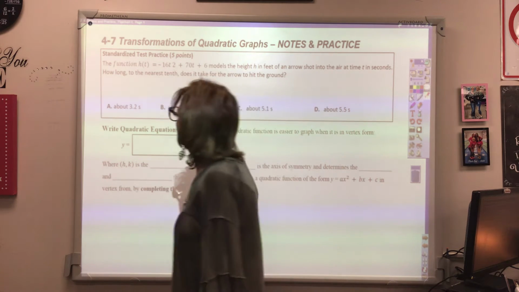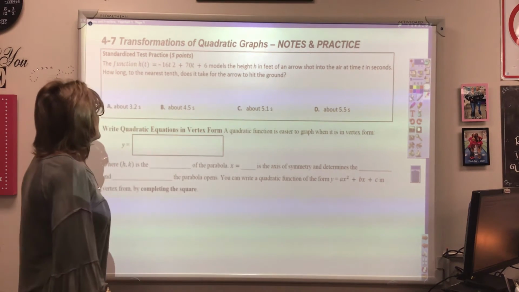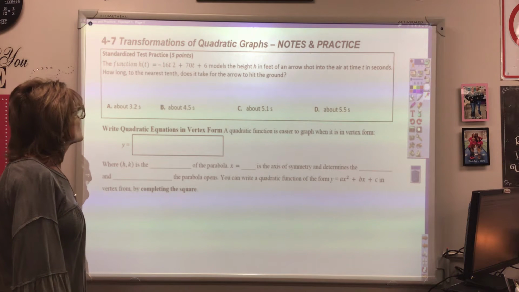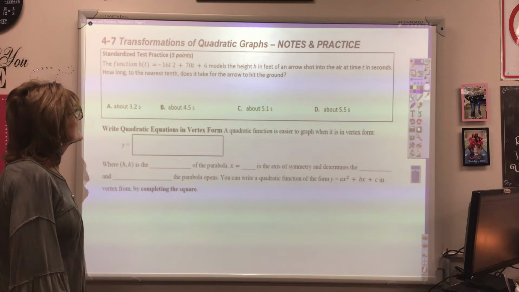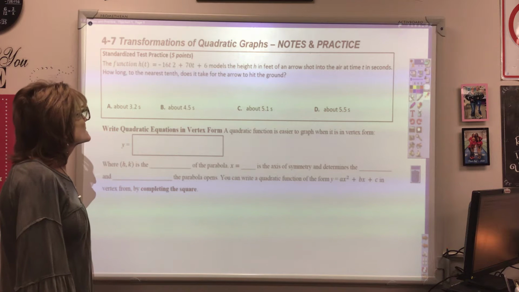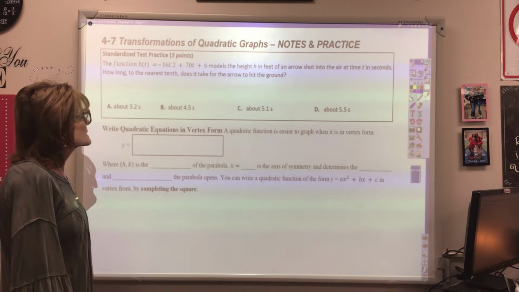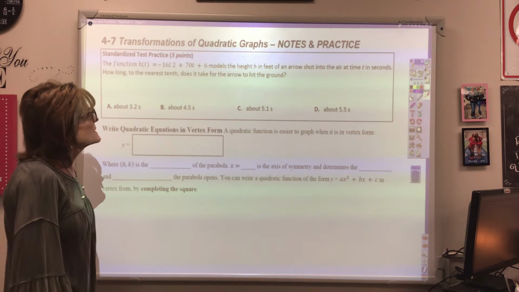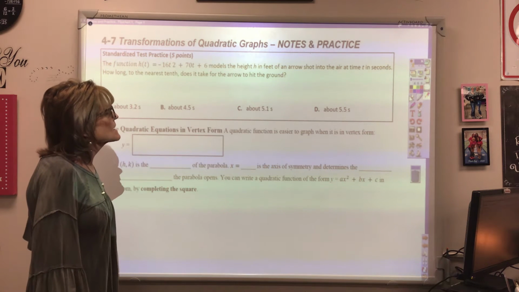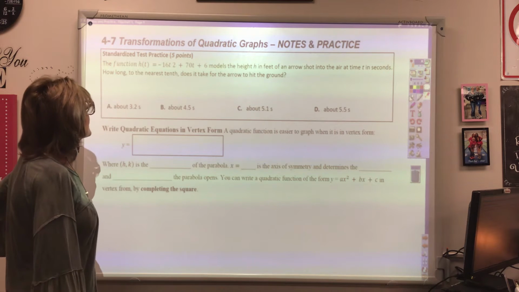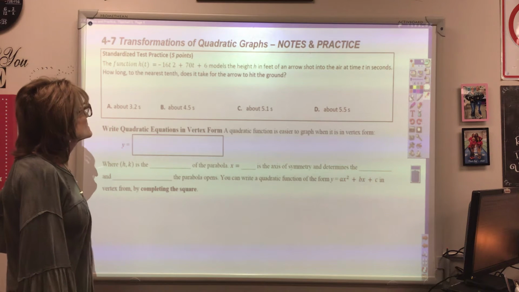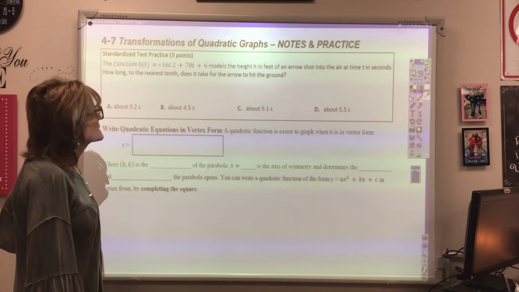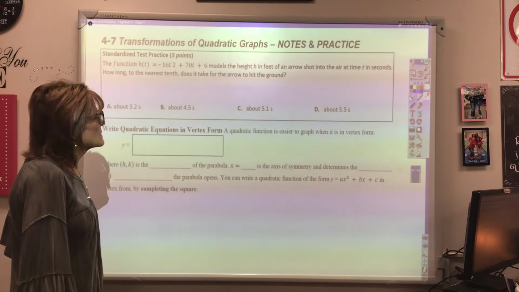So what we have is the function h of t equals negative 16t squared plus 70t plus 6 models the height h in feet of an arrow shot into the air at time t in seconds. How long, to the nearest tenth, does it take for the arrow to hit the ground?